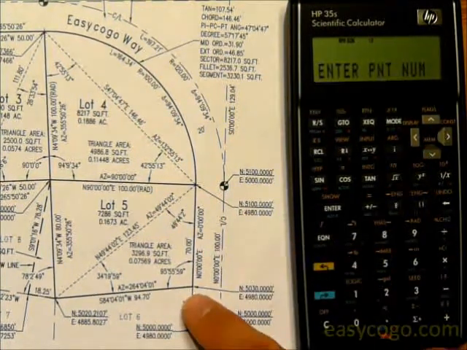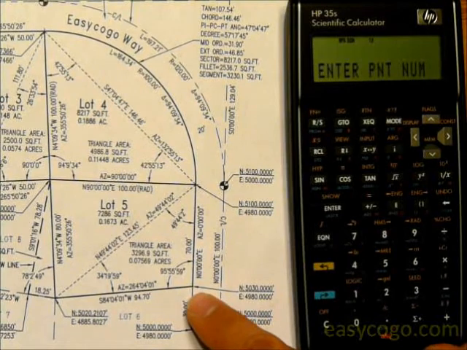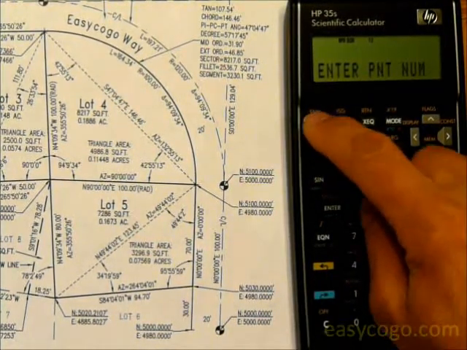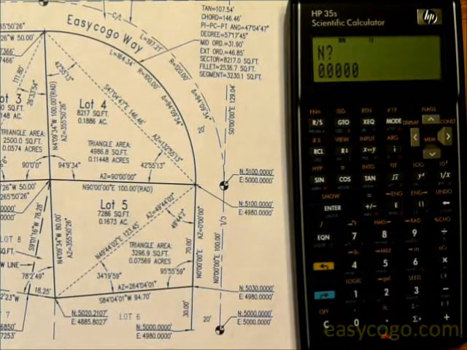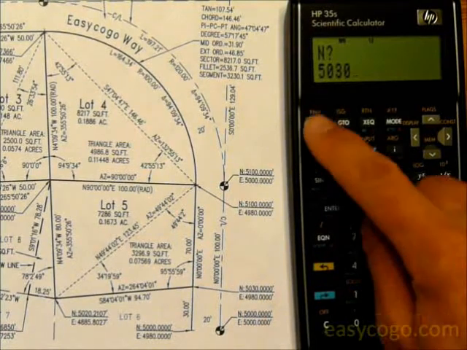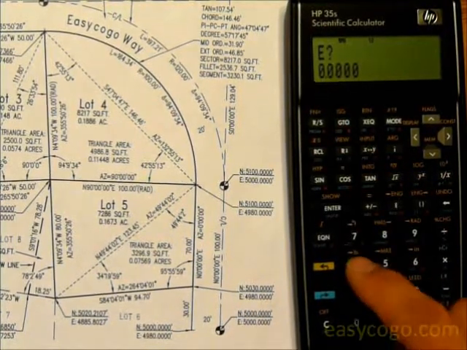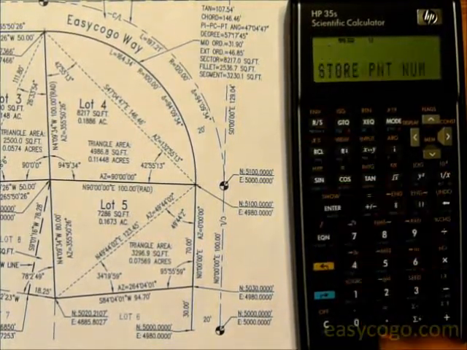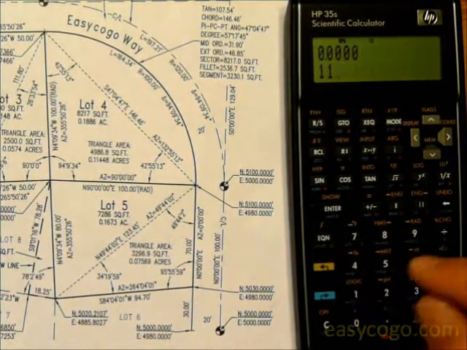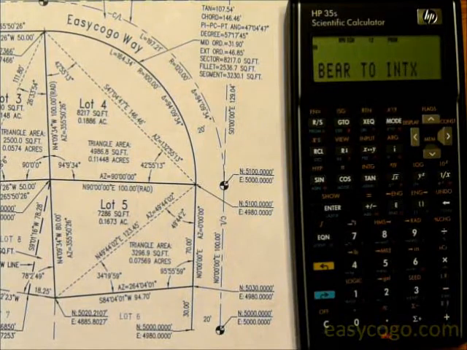So the first one, we could enter a point number if we had one stored, and we don't, for example, so we can skip that option. Enter the coordinates 5030 from our sample, north, east 4980. Press RS. We can store that for later use if we want. We'll say point number 11, press RS.